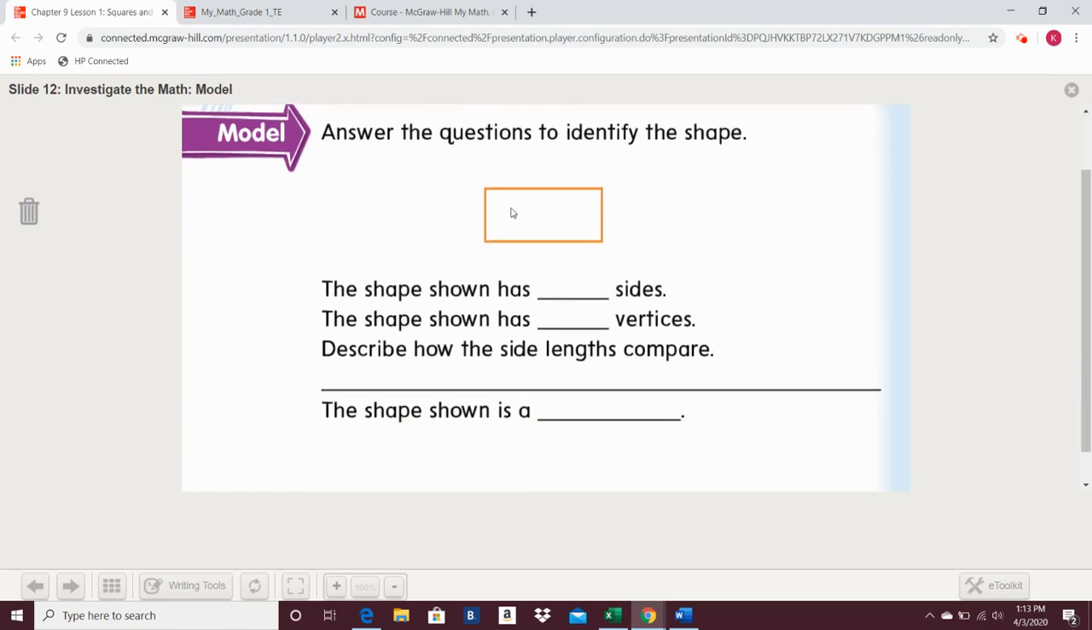It says describe how the side lengths compare. Well, look, when we look at the ones that are opposite each other or across from one another, they're the same length here. And these that are opposite each other are the same length. These are longer than these. This shape is a rectangle.